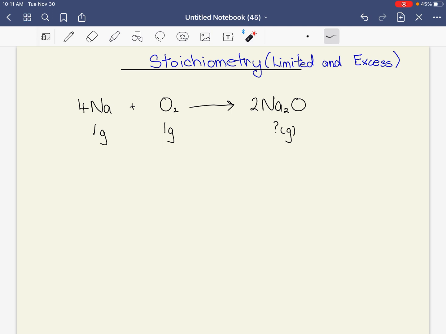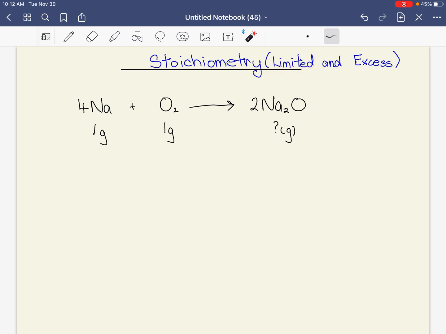Yes, 1 plus 1 is 2. Like, who doesn't know that? But you have to think. One of these maybe is given too much. When there is a reagent that is given too much, we say that reagent is in excess. Excess reagent. And the one that is given just enough is called limiting.